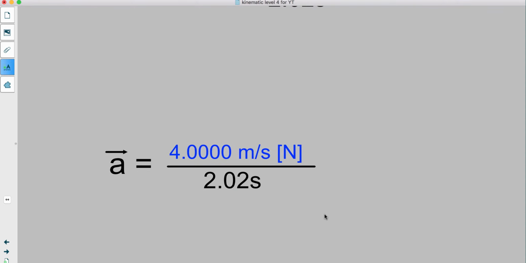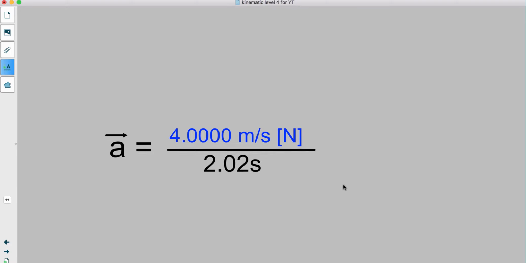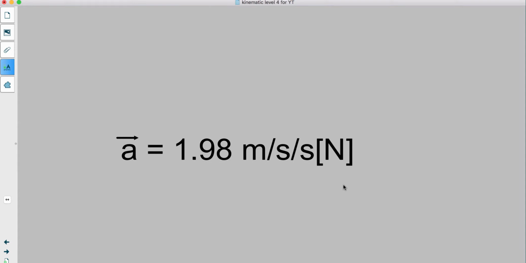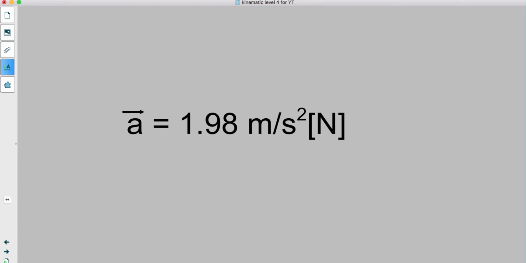So on the top, we end up getting 4.000 meters per second north divided by our time interval of 2.02 seconds. So that actually gives us 1.98 meters per second north. And another way of writing that unit would be meters per second squared. So the acceleration for the car is 1.98, that's 3 sig digs, meters per second squared north.